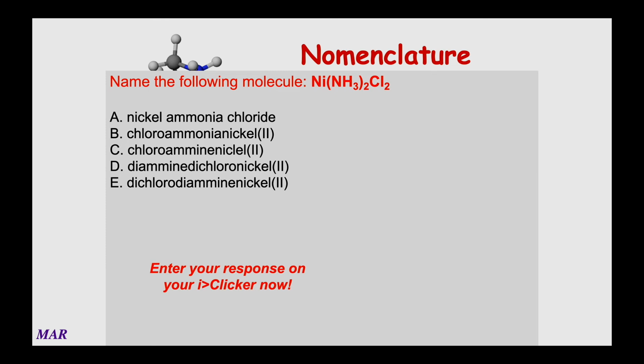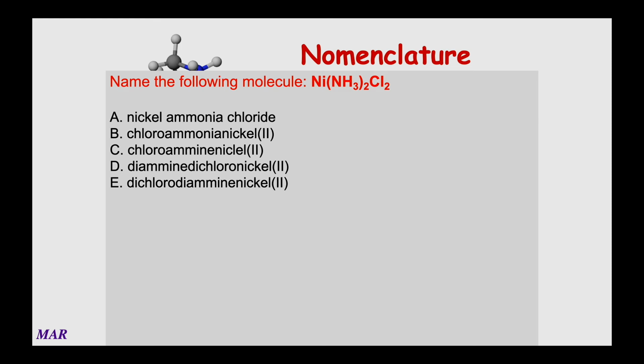We have amines and chloros, so amine comes first. Amine and chloro don't have Greek prefixes, so we'll just use di. It would be amine first, chlorine afterwards, so diamine dichloronickel, but we do need to figure out the charge on the nickel. Ammonia is neutral, chloride is -1, and there's 2 of them. This must be a nickel 2 center.